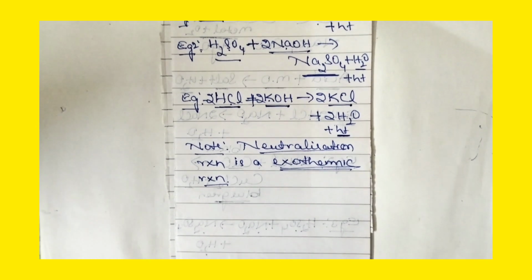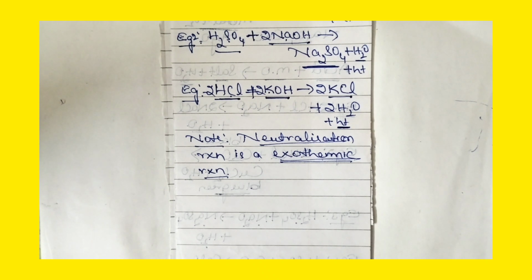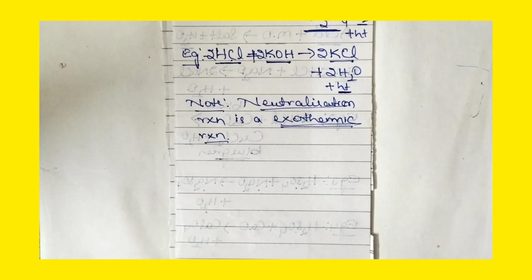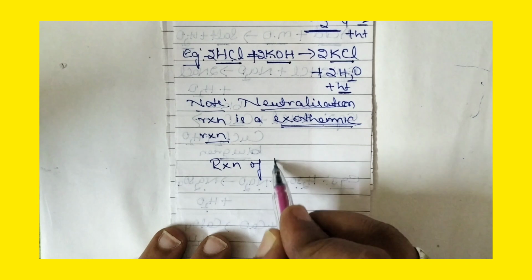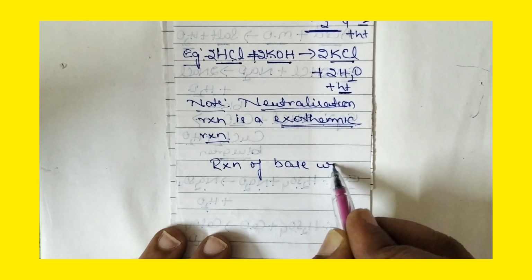So this much we have to study regarding acid. Under acid we have studied reaction of acid with metal, reaction of acid with metal carbonate, reaction of acid with metal bicarbonate, reaction of acid with metallic oxide, and reaction of acid with base. So this is all we have studied under acid. Now let us study the reaction of base with metal.